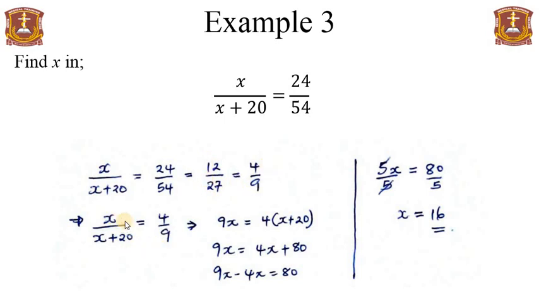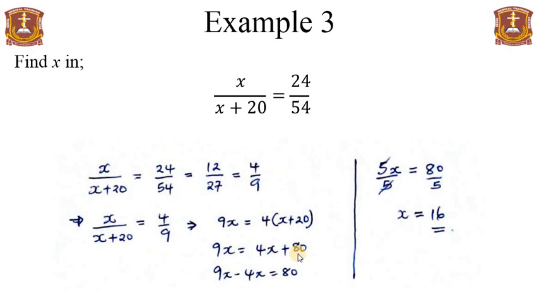So we end up with x over x plus 20 equals 4 over 9. This simply implies that when you cross multiply, this 9 times x will be 9x equal to 4 times x plus 20, is what we have here. Let's open this bracket and we'll get 9x equals 4x plus 80.